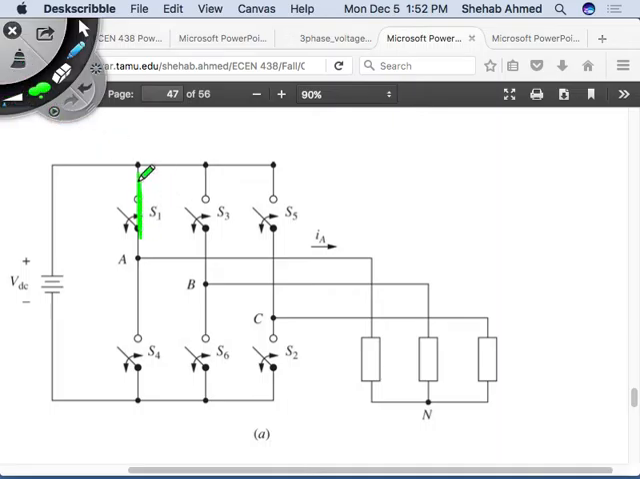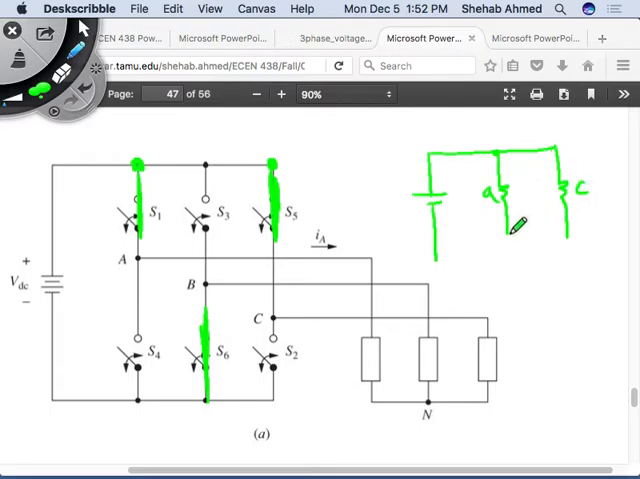So 1 is on, 5 is on, and 6 is on, right? So what is the equivalent circuit that I can redraw? This looks like what? I have my battery here, and then phase A is connected to the top, and phase C is also connected to the top, right? So phase A and phase C are connected to the top. How about phase B? Bottom.